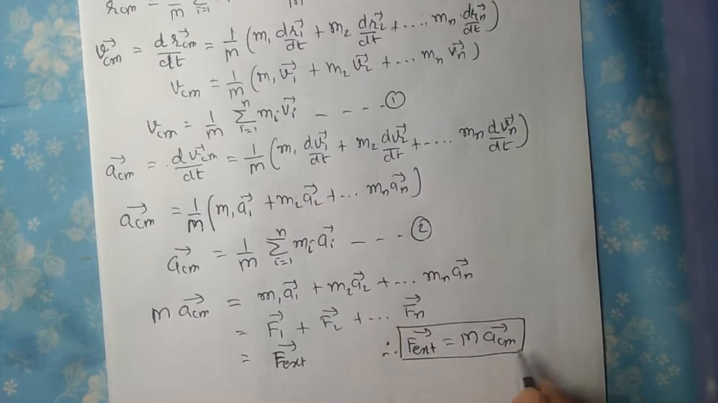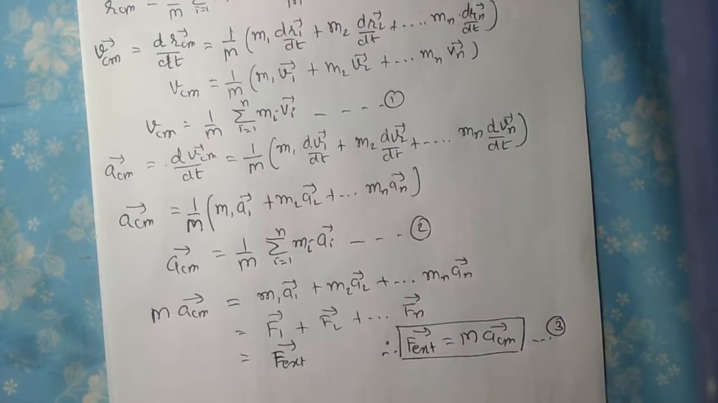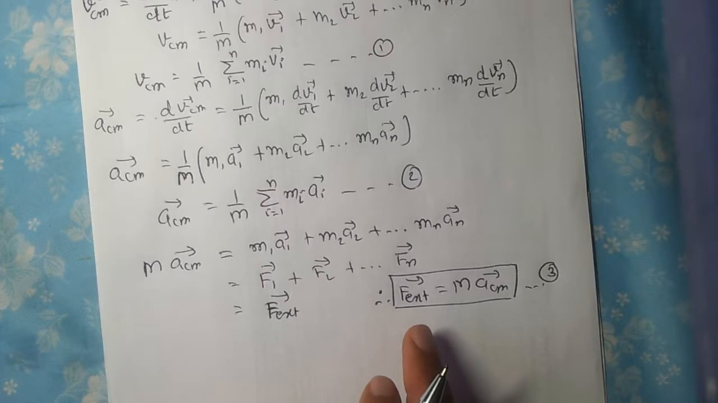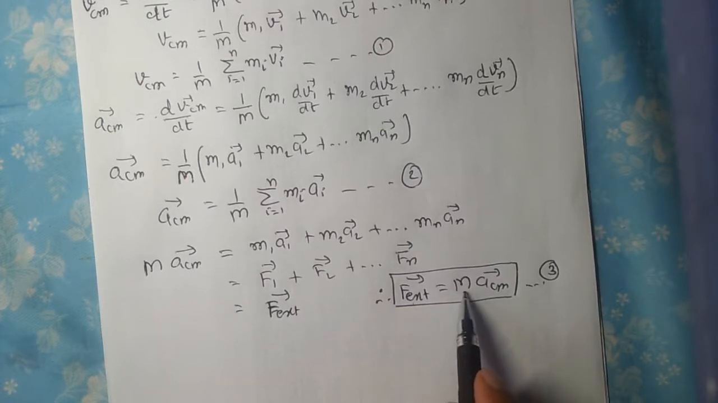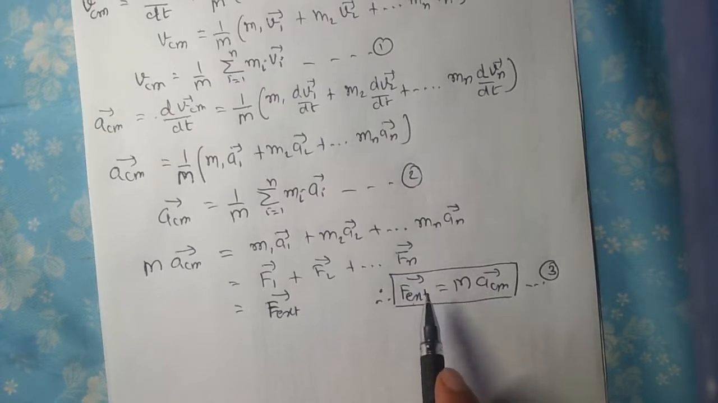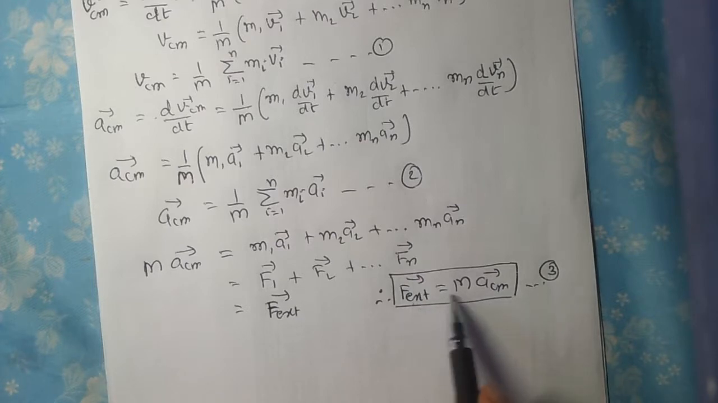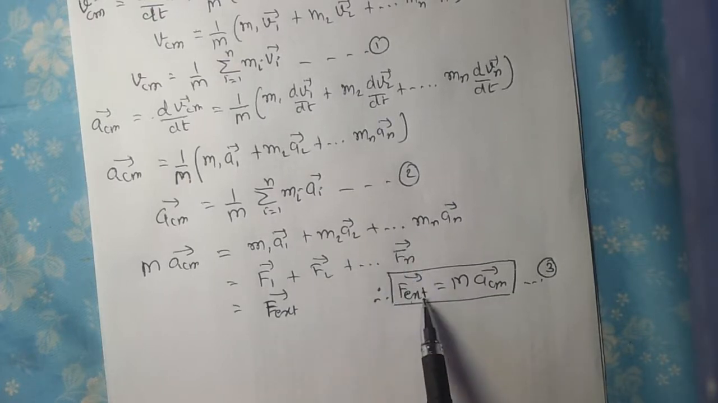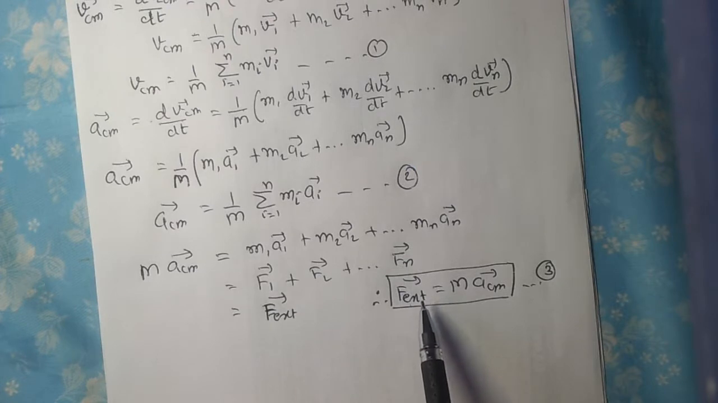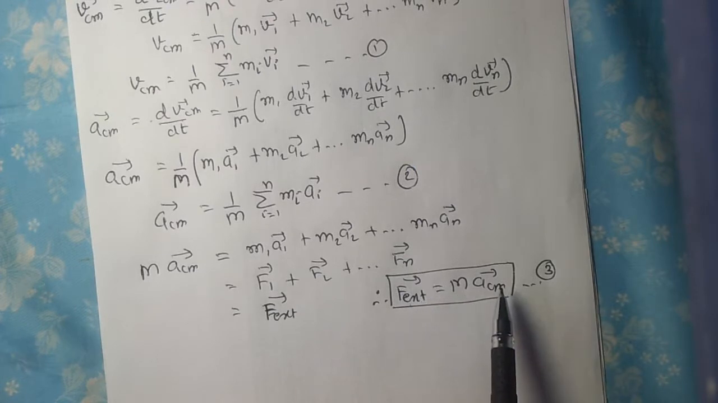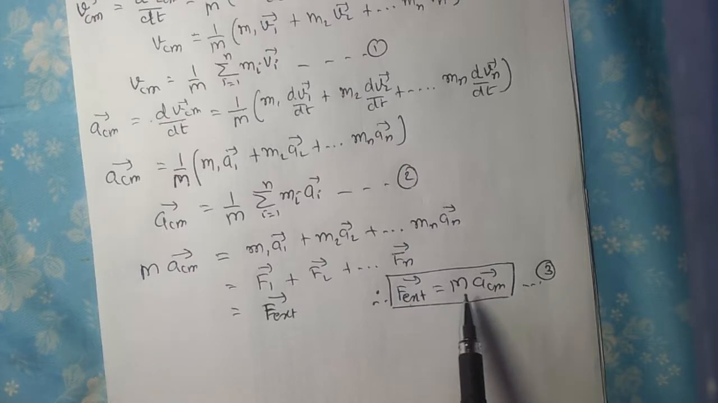Right. This is, say, for example, equation 3. And what do I conclude from this equation? From this equation you can see that the external force is acting on the entire system, and the center of mass is accelerating. So from this I can say that the center of mass of the system of particles moves as if the entire mass of the system were concentrated at it and all the external forces were applied at it. So this equation gives us that.